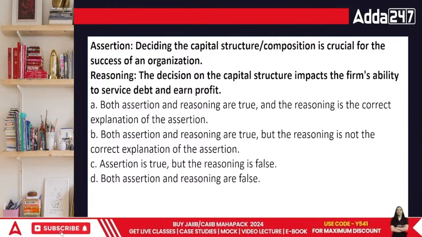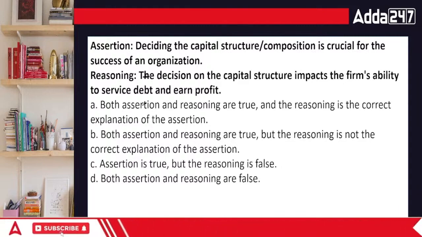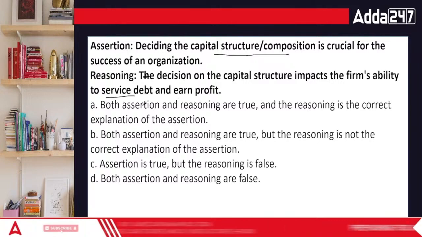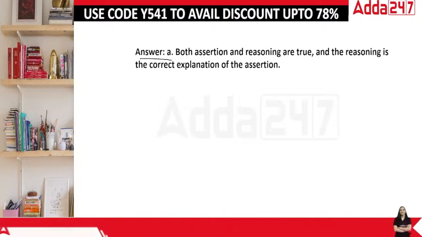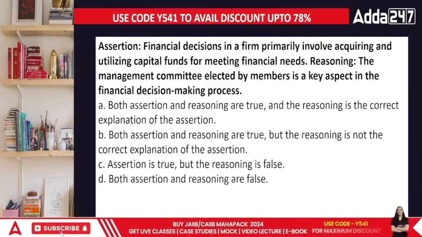So in this case, the answer is actually A. Both are correct. First of all, you decide the capital structure, and just because of this, you decide to service debt and earn profit. The answer in this case is going to be A. Both assertion and reasoning are true, and the reasoning is the correct explanation of the assertion.